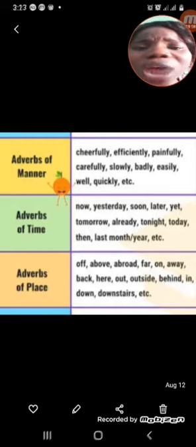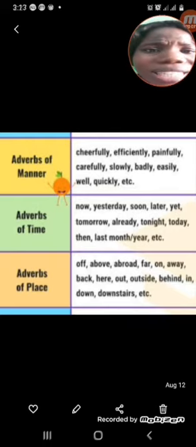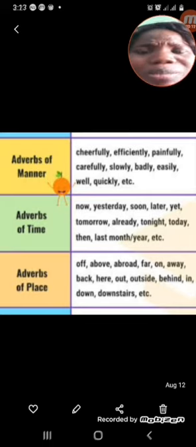And when you are asked to identify the adverb of place, you will be looking at where. When you are reading that sentence, you'll be looking at where did it happen. Oh, Mrs. Martha went to London. Where did Mrs. Martha go? Oh, London. So London is an adverb of place because it is telling us where Mrs. Martha went to. Do you understand?